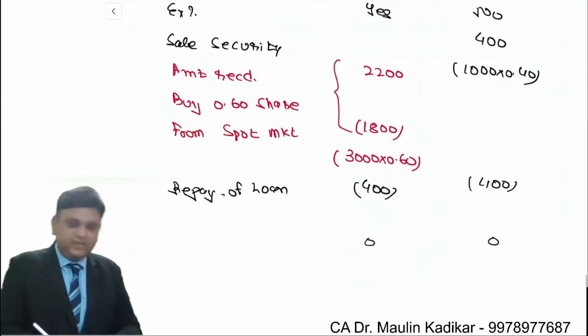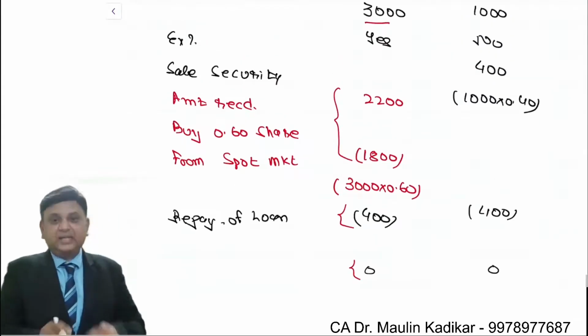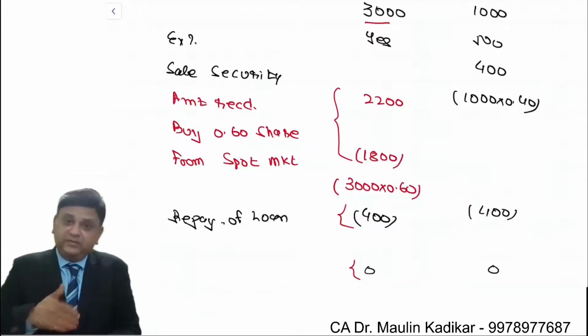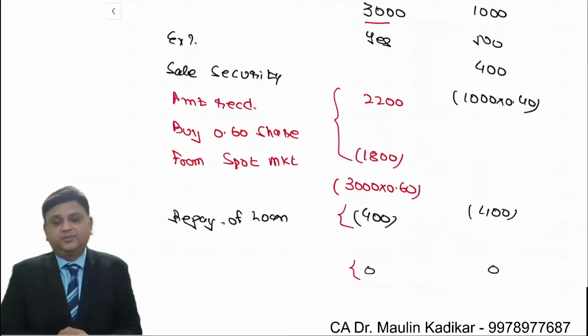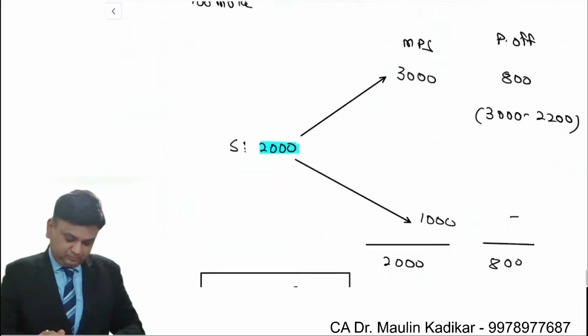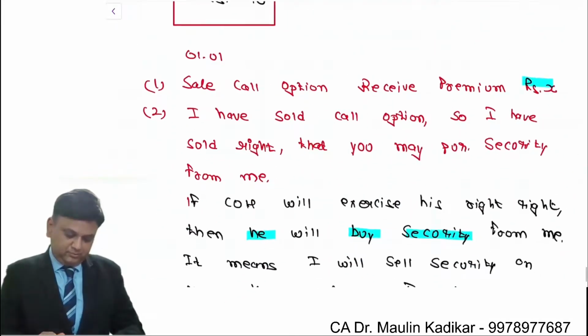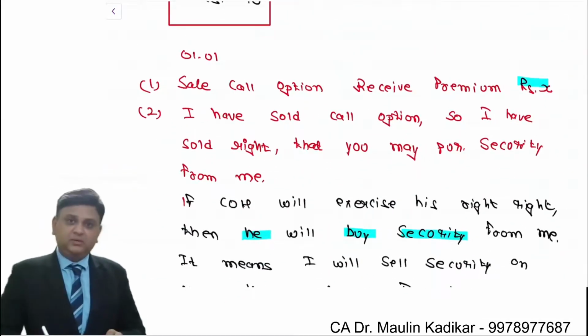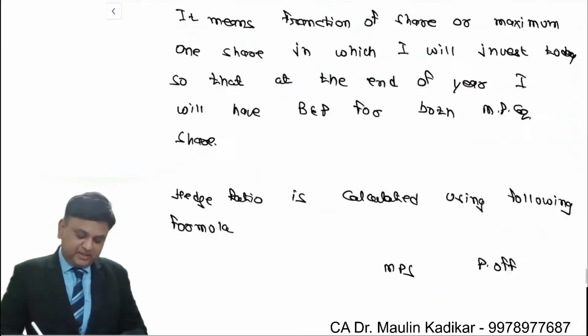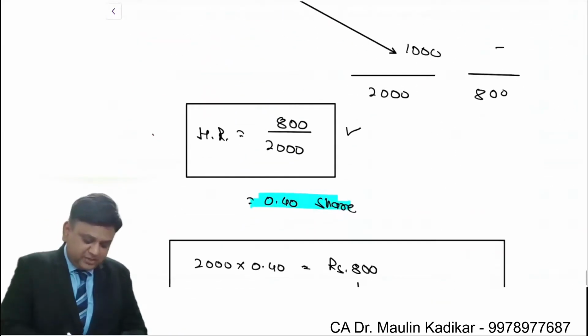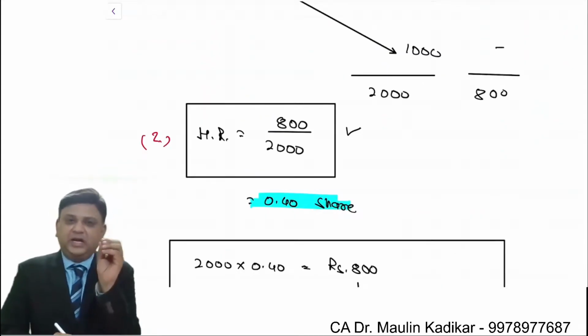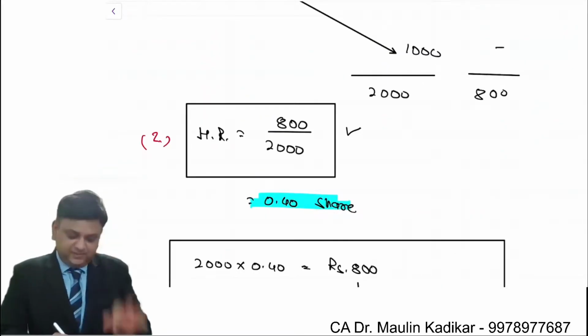So what will happen? 2200 minus 1800 is 400, minus 400, so 0. That is the way we will have no profit, no loss, even if the price is 3000. This is what we understand. Now, I want all of you to understand why the formula of hedge ratio is like this. I will explain that point after 5-10 minutes.